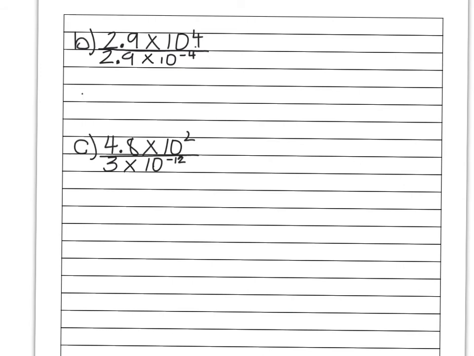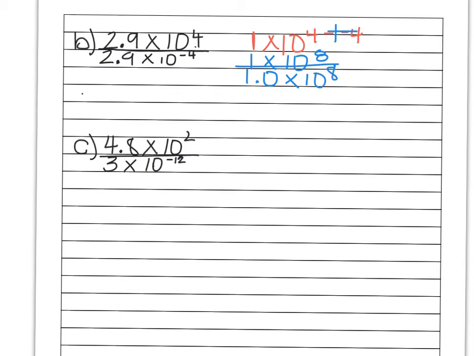Here we have example B. We have 2.9 times 10 to the 4th divided by 2.9 times 10 to the negative 4th. The first thing you want to do is divide 2.9 by 2.9. We would get 1 times our 10 to the 4th minus a negative 4. So we're subtracting because it's division, but we have two negative signs, so we know that that's going to become a big plus. So this is going to be 1 times 10 to the 8th power. So that's really 1.0 times 10 to the 8.